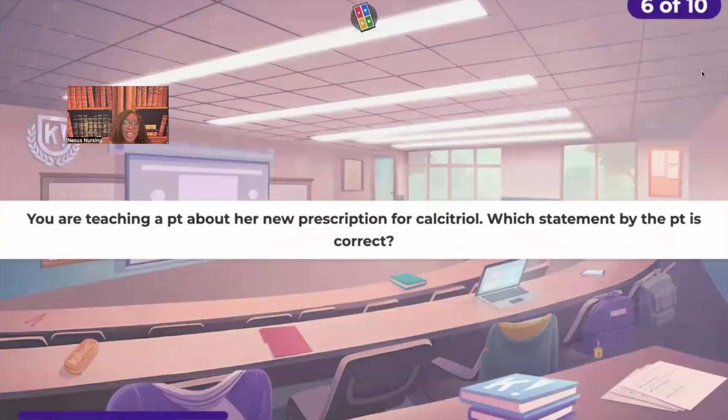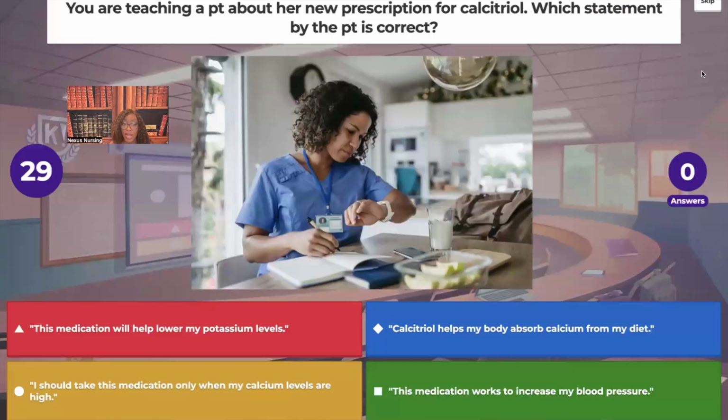All right, you're teaching a patient about her new prescription for calcitriol. Which statement by the patient is correct? This medication will help lower my potassium levels. Calcitriol helps my body absorb calcium from my diet. I should take this medication only when my calcium levels are high. Or this medication works to increase my blood pressure. Which one is correct?